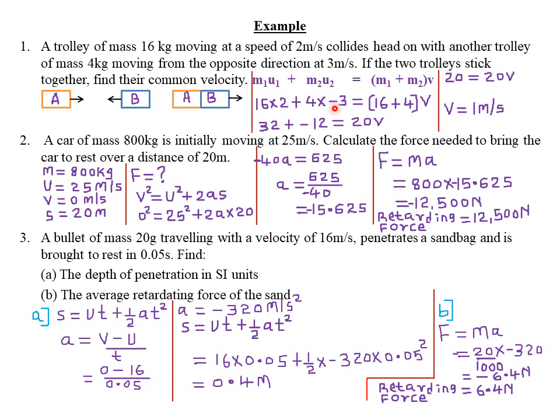Because remember, velocity is a vector quantity, therefore we must consider the aspects of direction. For this particular body, which is 16 kg at a speed of 2 meters per second, here we are taking 2 as positive because it is moving in the forward direction, but this one is moving in the opposite direction. Therefore, if we take the right-hand direction as positive, then anybody moving in the opposite direction or in the reverse direction must be moving in the negative direction. That's why I have a negative velocity here.